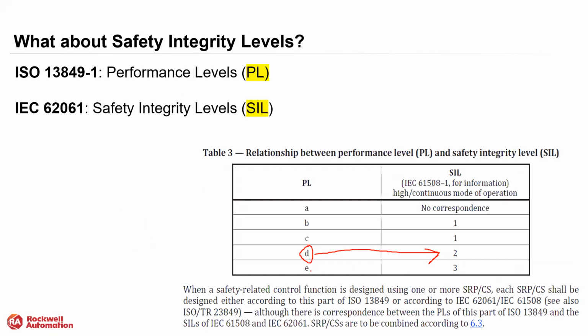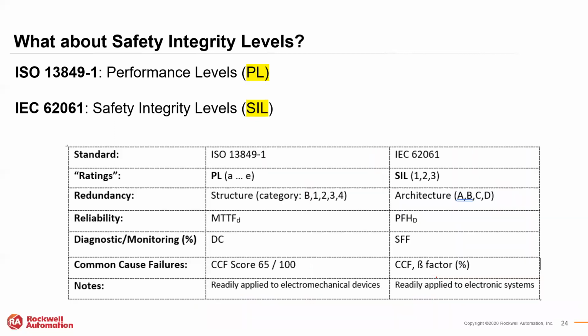And then, of course, performance level E, PLE, correlates to SIL 3. And I'm saying correlate, not necessarily exactly, but in general with probabilities of failure per hour, that's how it maps out.